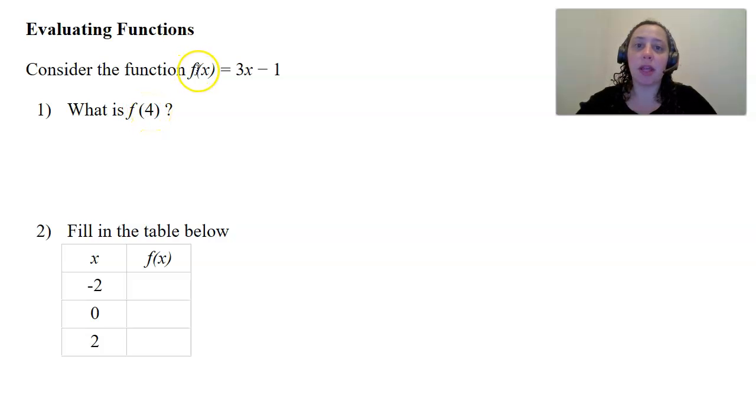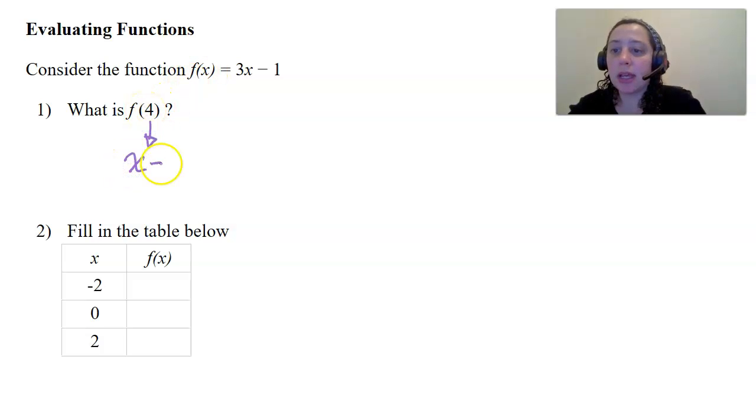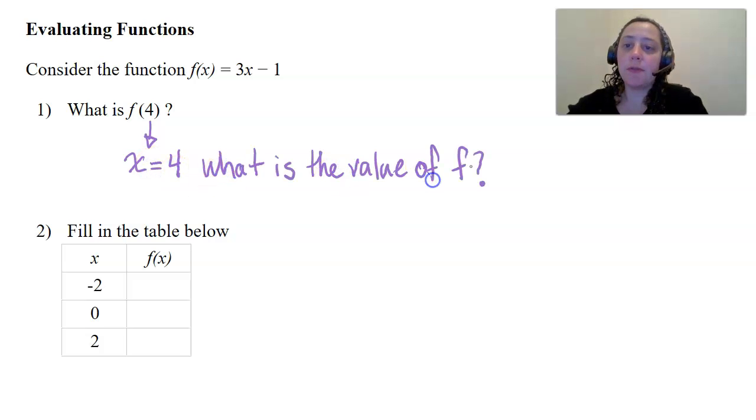This does not mean f multiplied by x. This means in our function we have an x, and this number we're going to say is 4. So this 4 means that x is 4. What is the value of f? F is the name of this function, and if we put in 4 instead of x, what do we get?